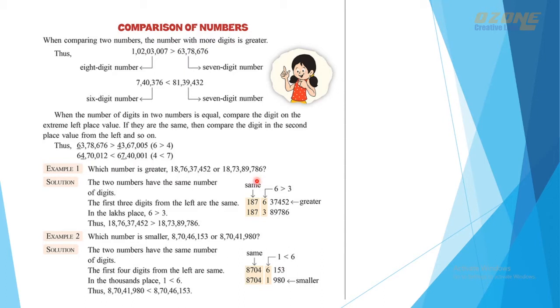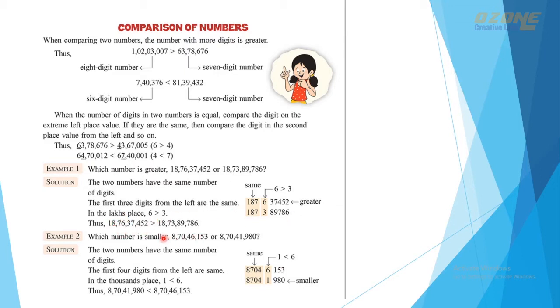Once we have written them one below the other, we can see that the first three digits are the same in both numbers. And in the lakhs place, one is 6 and the other is 3. So we know that 6 is greater than 3. The number which contains that 6 in the lakhs place will be the greatest number and the other will be the smaller number.